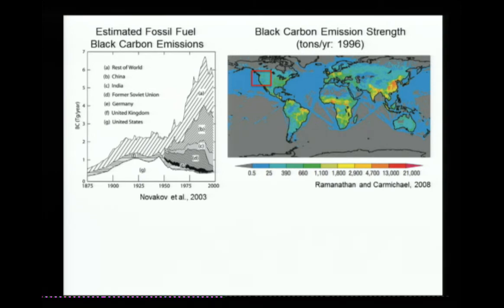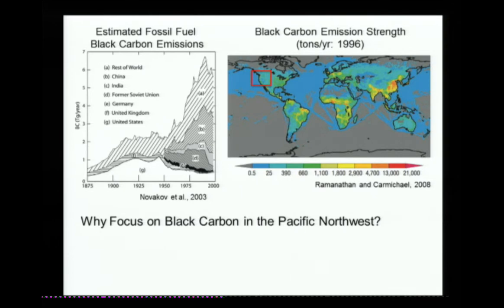What you can see is that there's certain hotspots of black carbon emissions. So Asia, of course, is a big one, and that's where the majority of my work on this topic takes place, usually in the Himalayas and the Tibetan Plateau. But there's reasons for focusing on this problem also in the Pacific Northwest, and I'll run you through those.